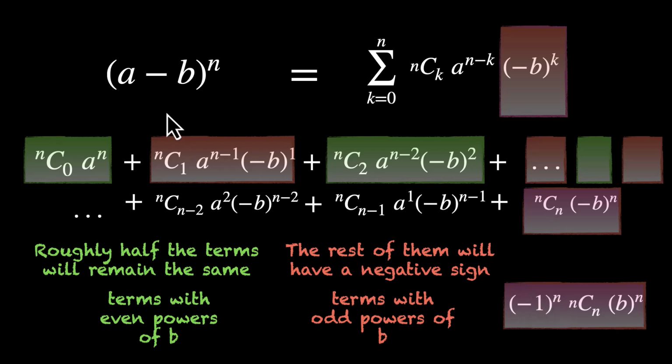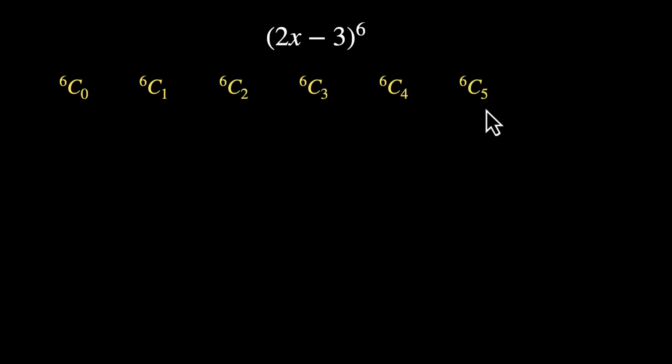Okay, so now let's use this to figure out the second problem. This is 2x minus 3 to the power 6. N here is 6, so we'll use that for coefficients. 6c0, 6c1, 6c2, 6c3, 6c4, 6c5, and 6c6. This time, we don't have all positives. We have alternate signs. The first one is positive, then we have negative, then positive, then negative, then positive, then negative, then positive. All right, so final term in this case is actually positive.